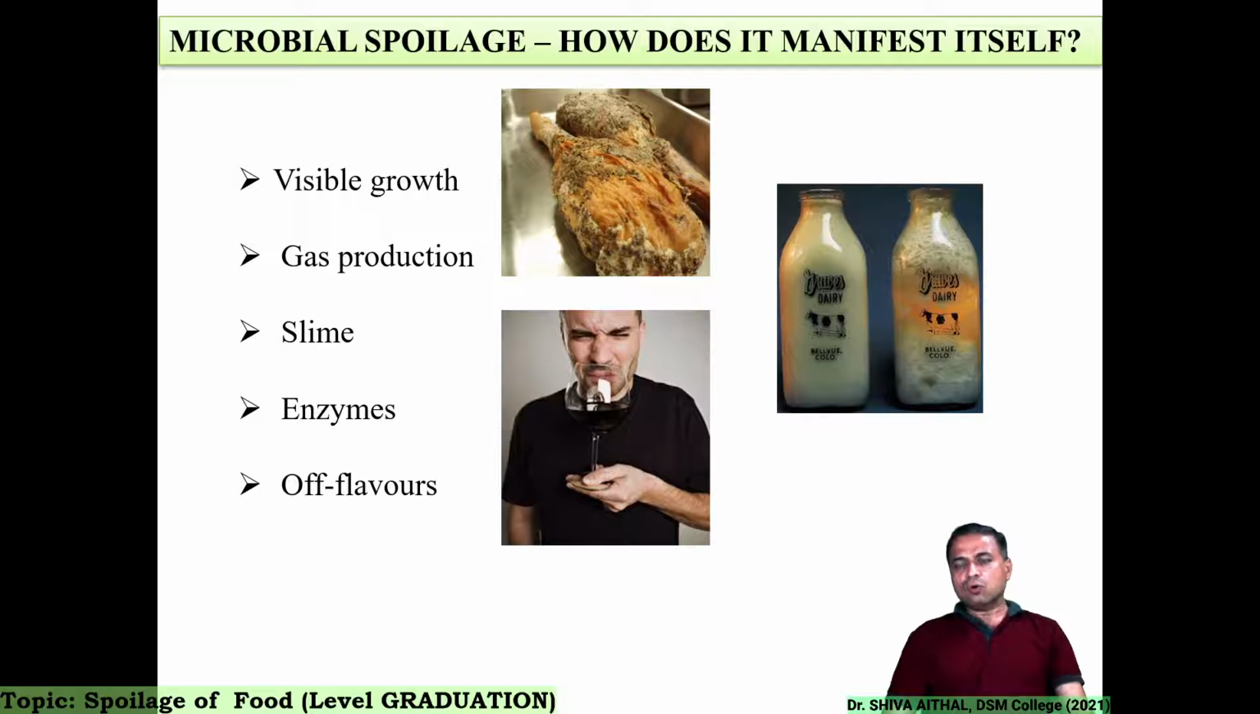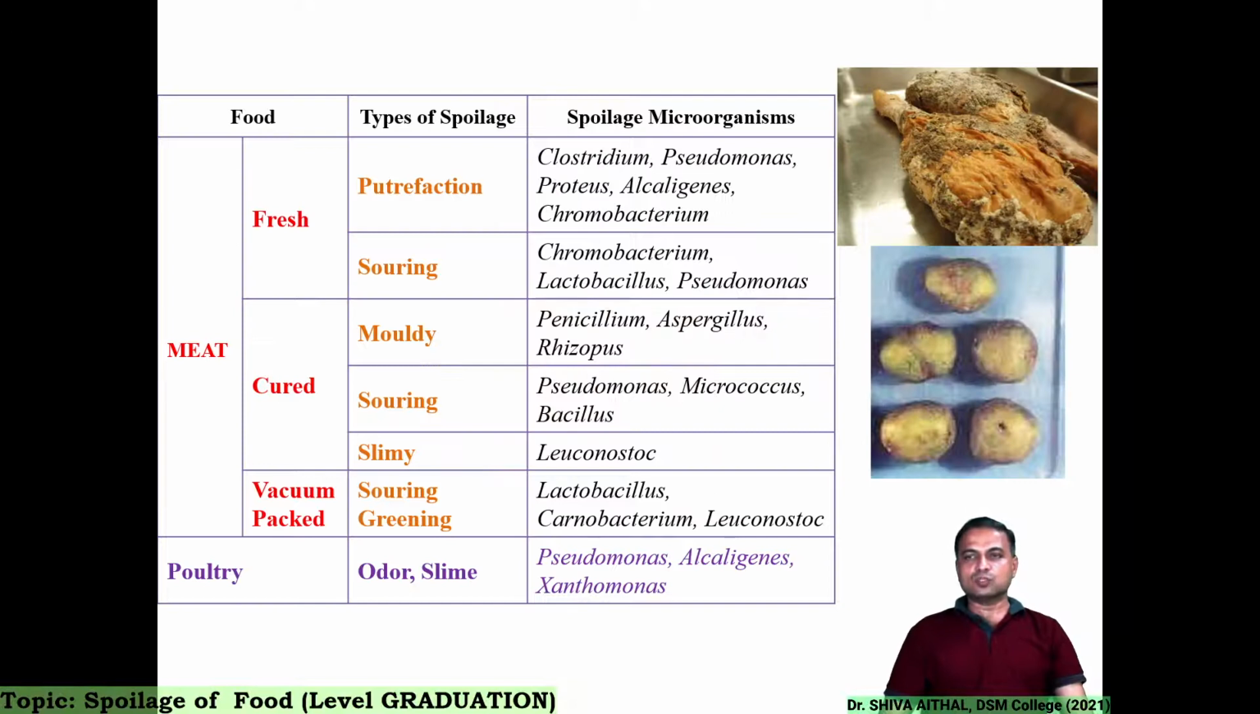Now, how does microbial spoilage manifest itself? How does a microorganism allow itself to grow and spoil the food? That you can see by visible growth on the products, gas production, a slimy layer, enzymes and off flavors and bad pungent odor. That is how you can very easily conclude that food is spoiled.